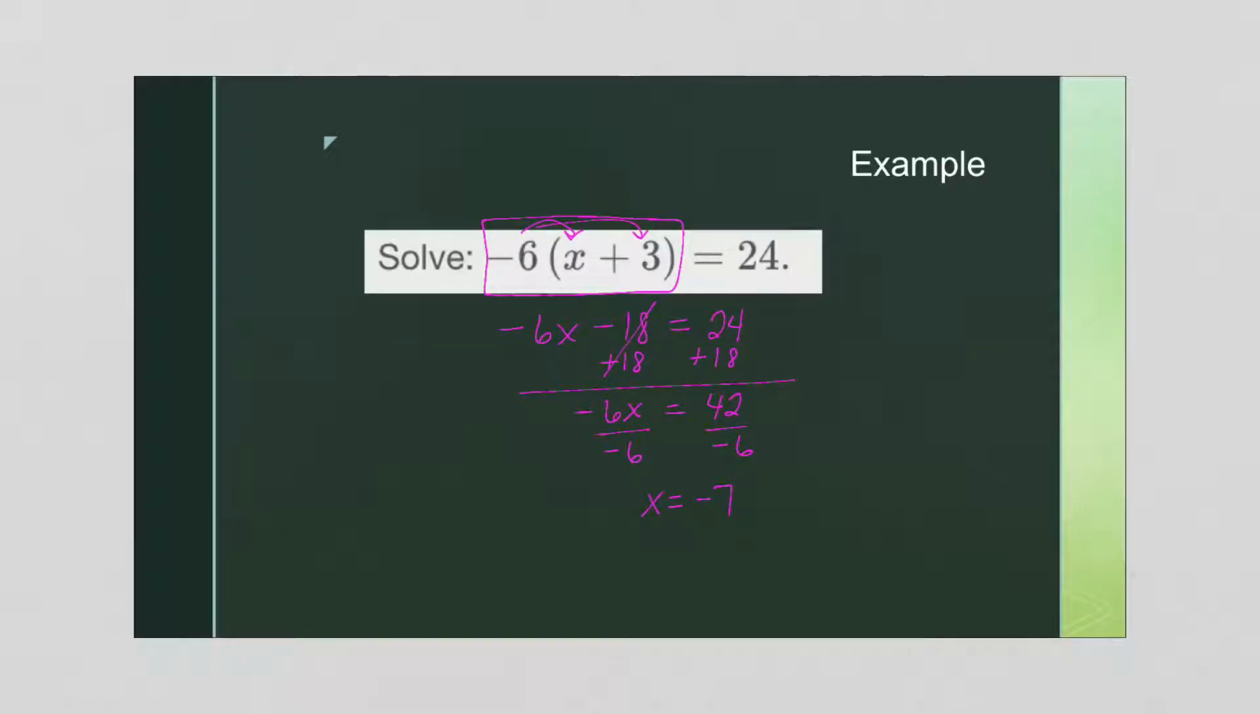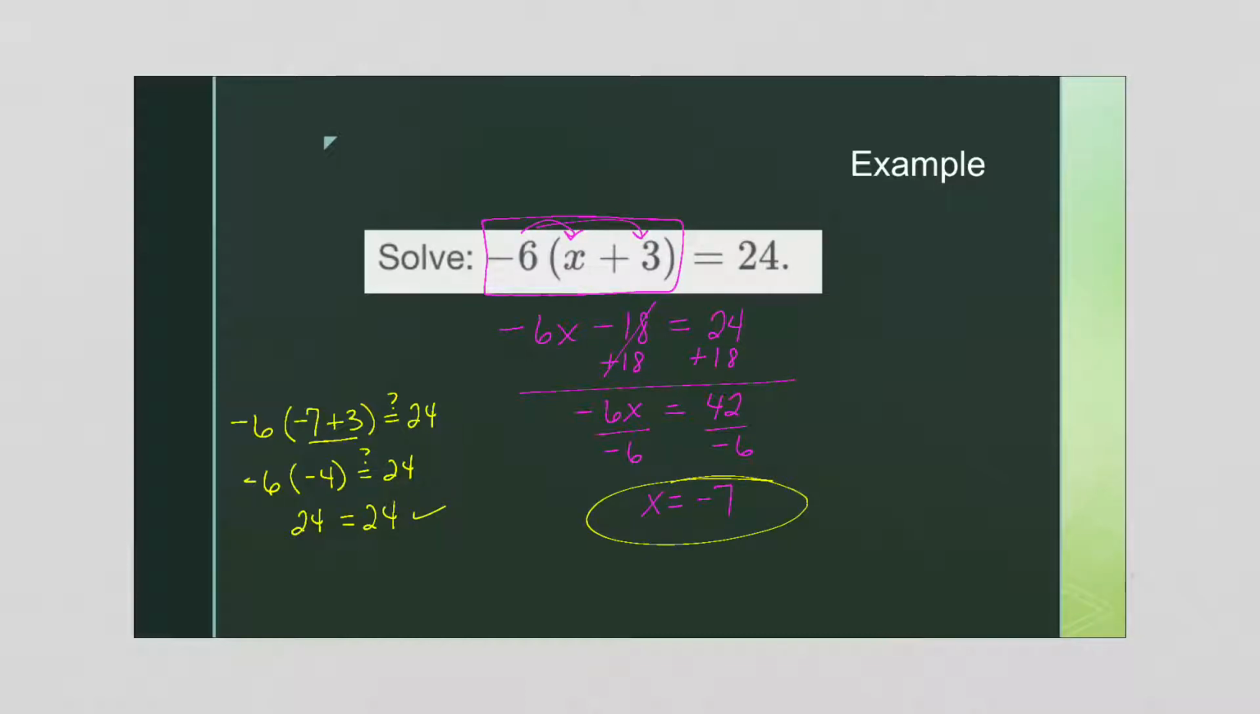And now, to check my work, I would take that negative 7 and I'm going to put it where I see x. So I've got negative 6 times negative 7 plus 3. Does that equal 24? Okay, so now I'm going to simplify negative 7 plus 3, so I've got negative 6, and inside parentheses I've got negative 4. And negative 6 times negative 4 is positive 24, and that's correct, so I know this is my correct answer here.